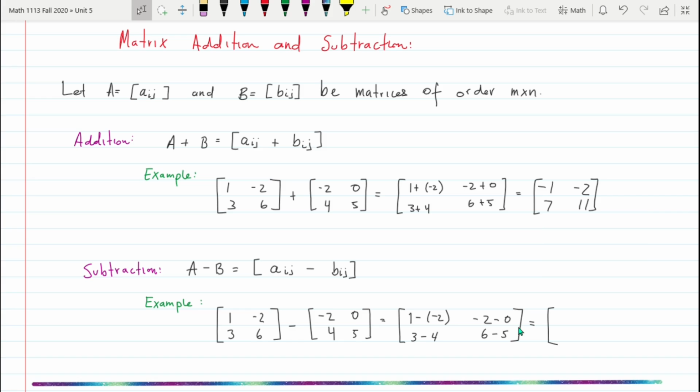1 minus negative 2 becomes 1 plus 2, which is 3. Then we have negative 2 minus 0, which stays negative 2. 3 minus 4 is negative 1. And then 6 minus 5 is positive 1.